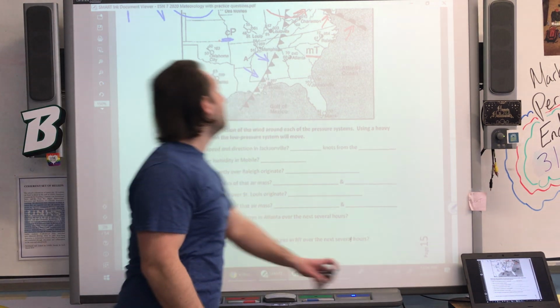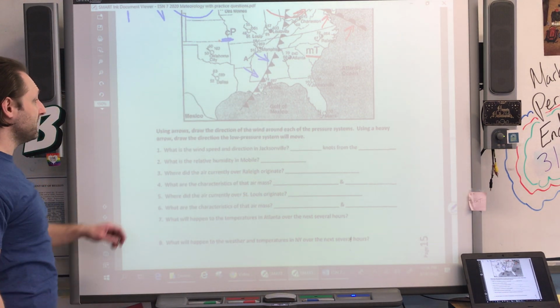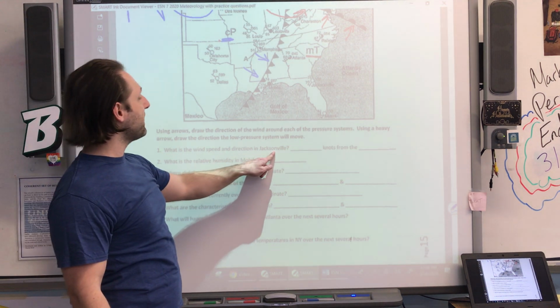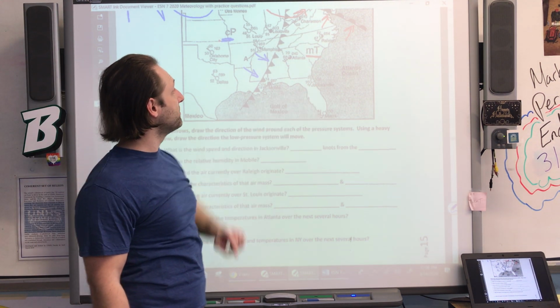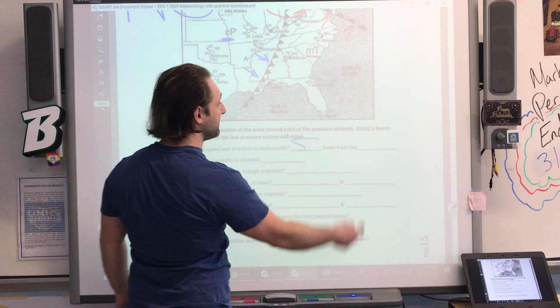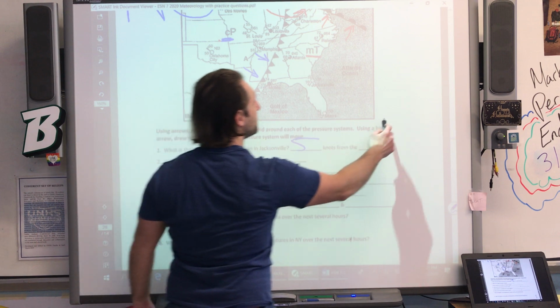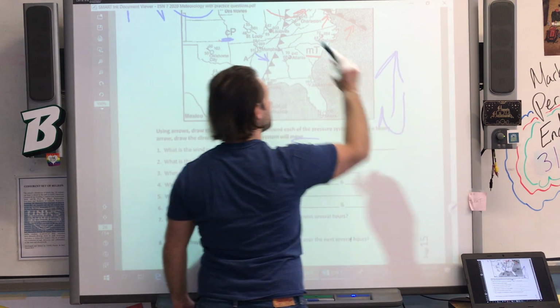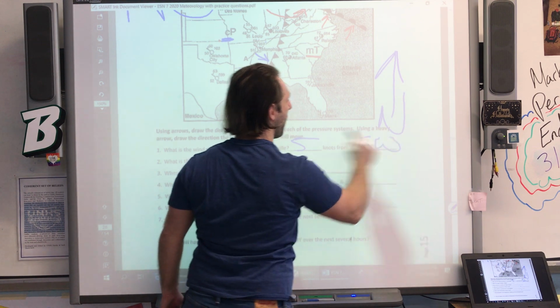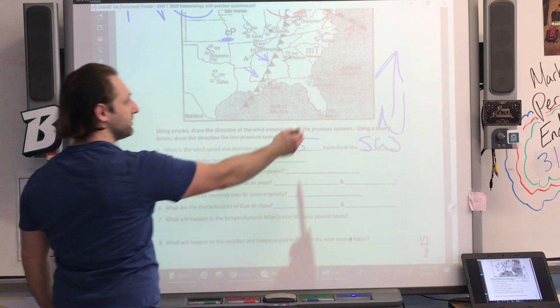Okay, let's get at it before this bell rings in a few minutes. So, what is the wind speed and direction in Jacksonville? Well, here we go. That's Jacksonville. Direction, wind speed. So it is 5 knots because it's indented and it's from the, because it's North America, that's north. So it's coming from the southwest. Okay, it's pointing that way.